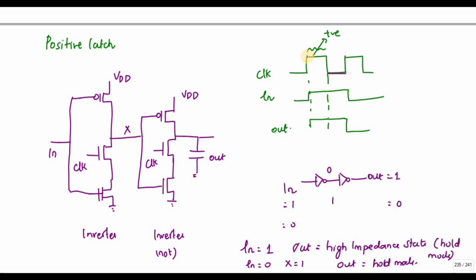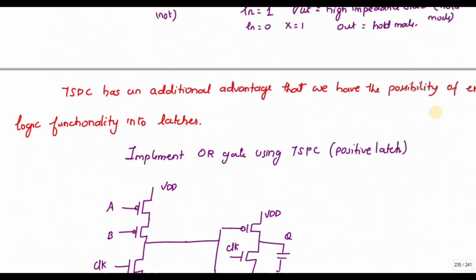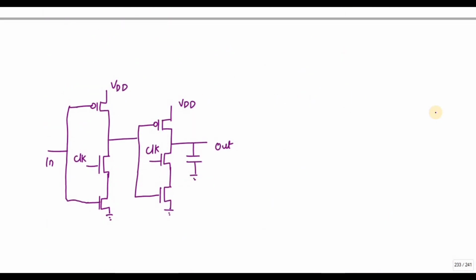Whenever the clock value is positive, the input will be reflected at the output, so it is called transparent mode. Whenever the clock value is 0, the output goes to floating. Now let us discuss the negative latch.